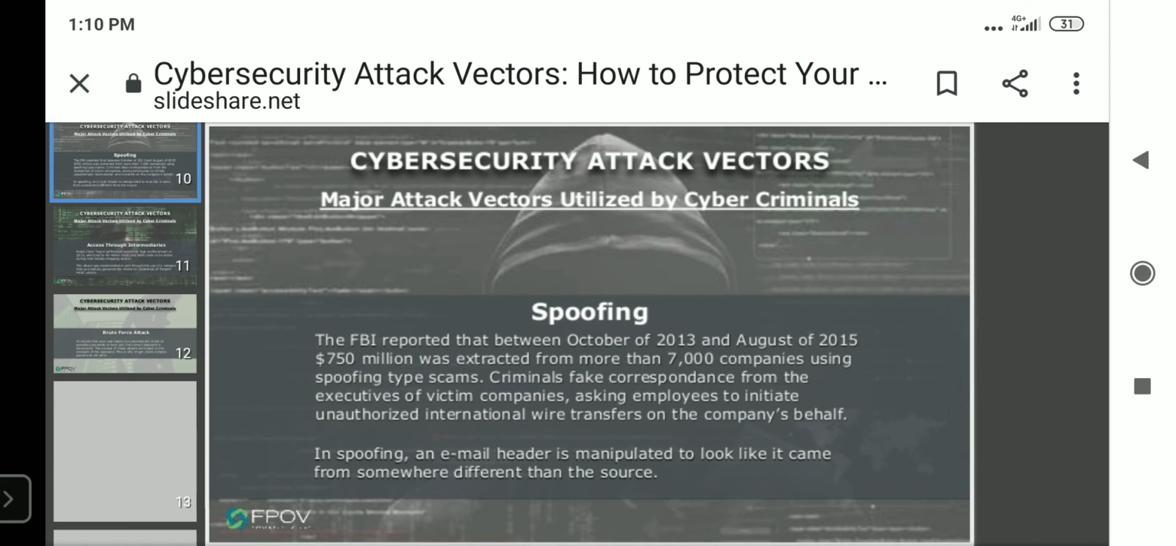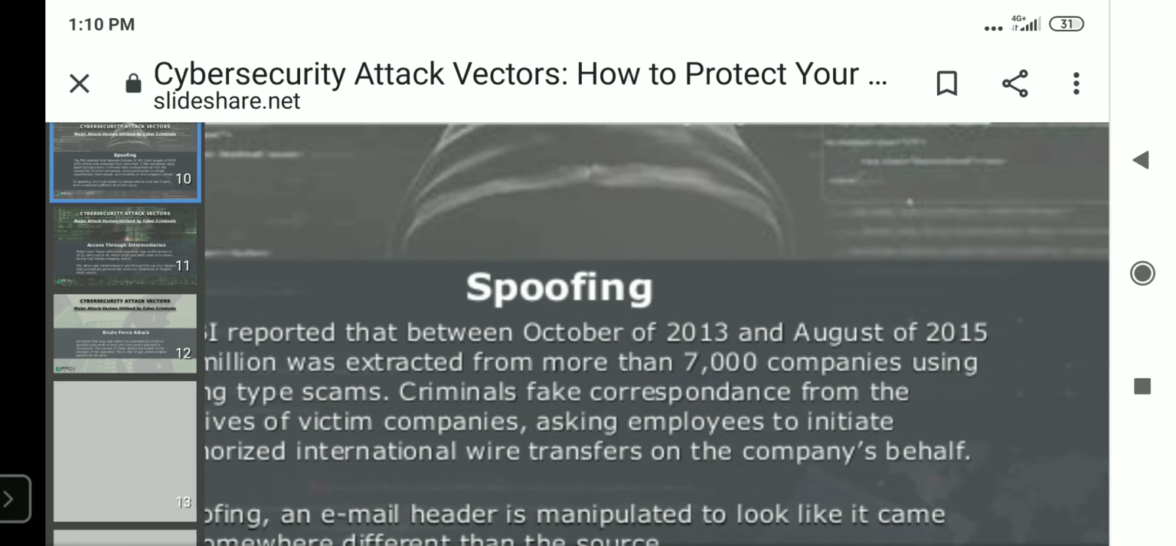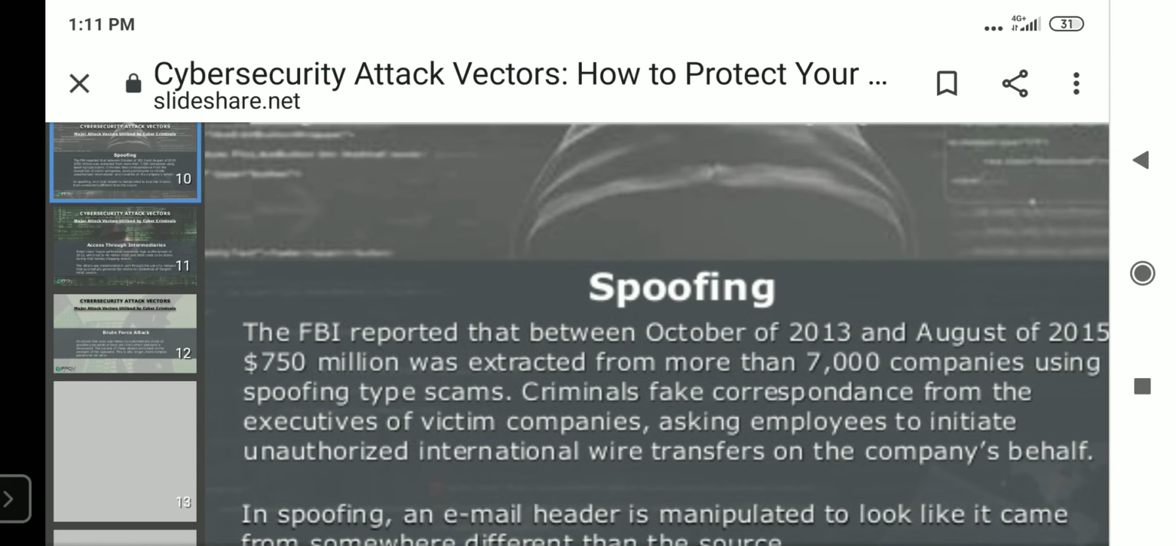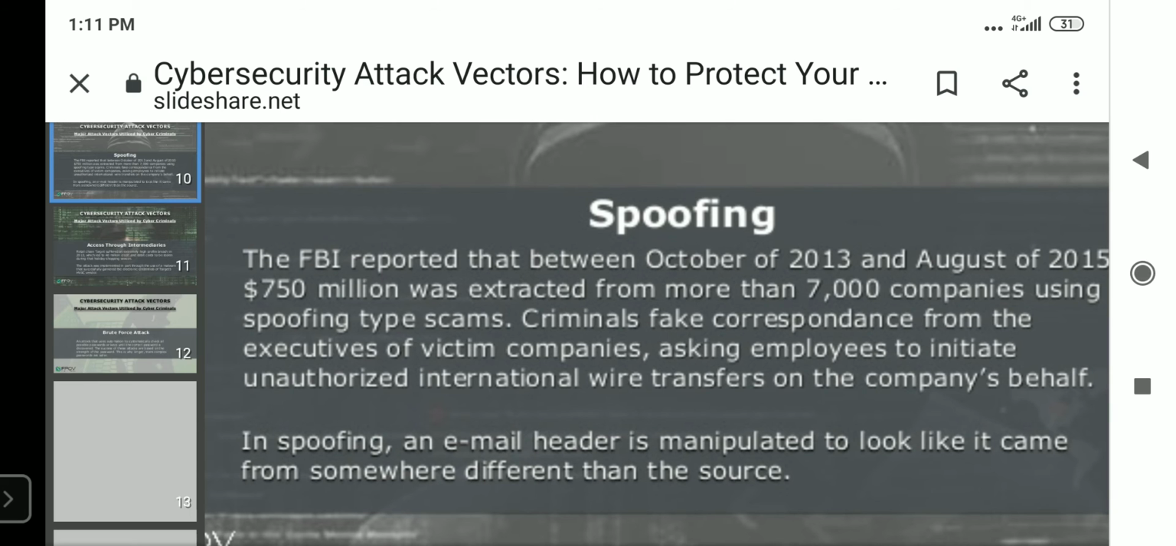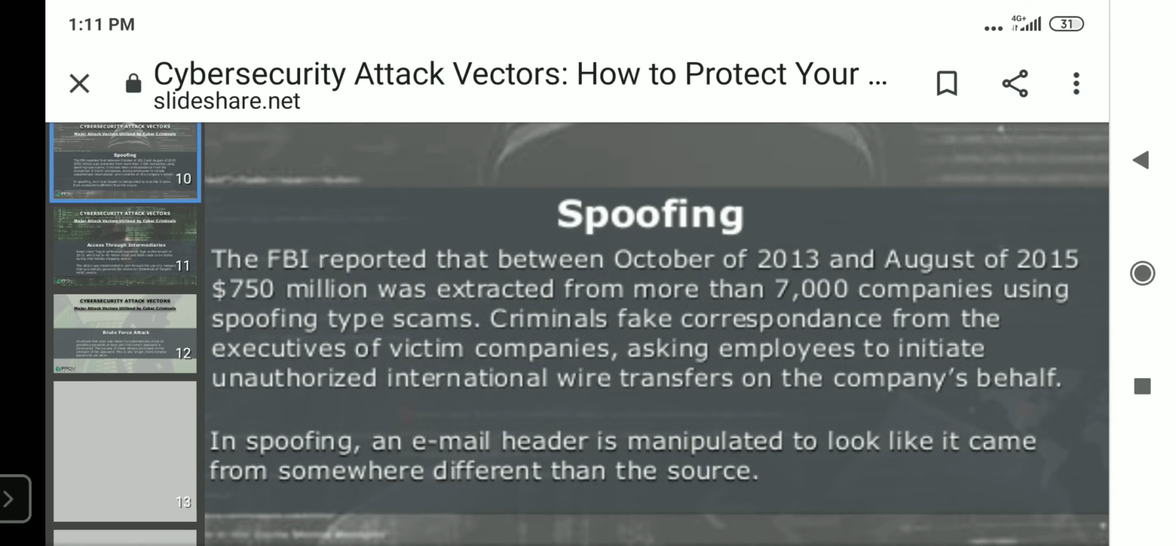Apart from this phishing attack, spoofing is another attack vector. The FBI reported that between October of 2013 and August of 2019, 750 million was extracted from more than 7,000 companies using spoofing type scams. Criminals fake correspondence from the executives of the victim companies asking employees to initiate unauthorized international wire transfers on the company's behalf. In spoofing, an email header is manipulated to look like it came from somewhere different than the source.